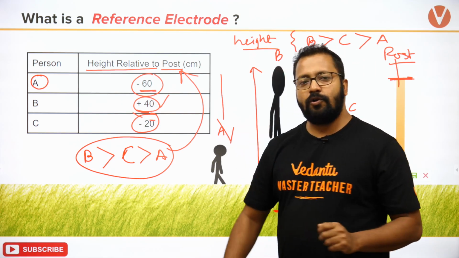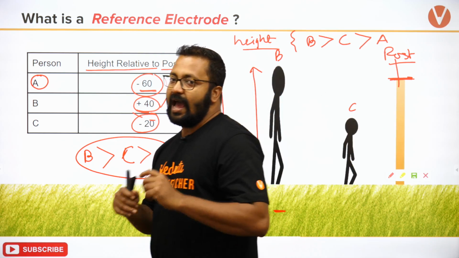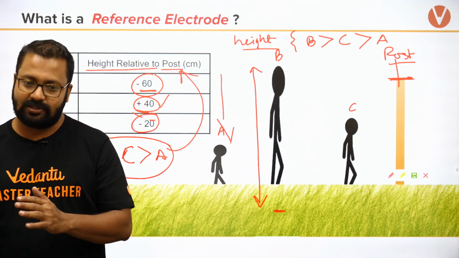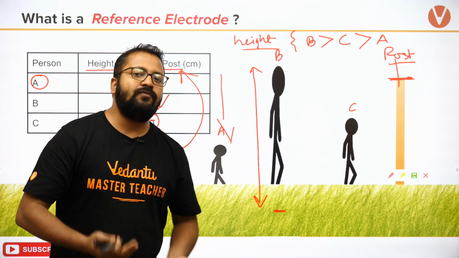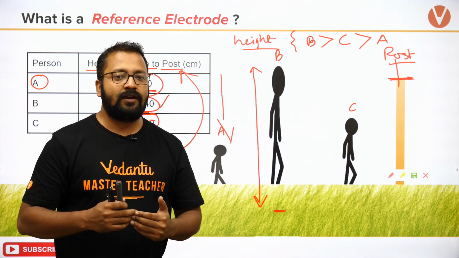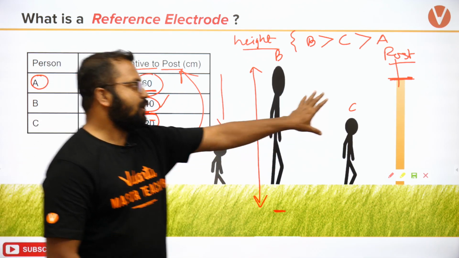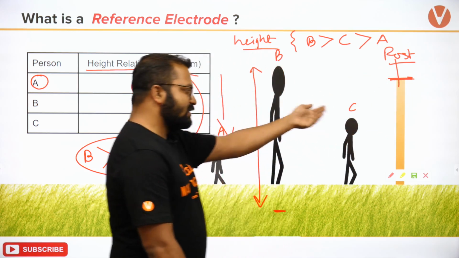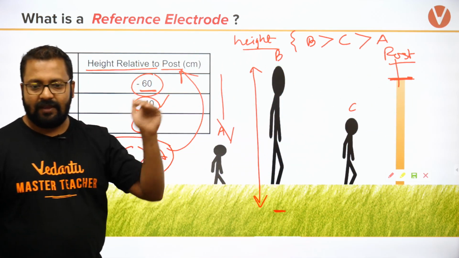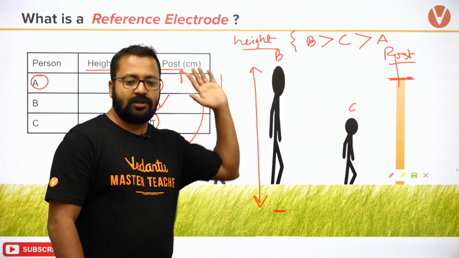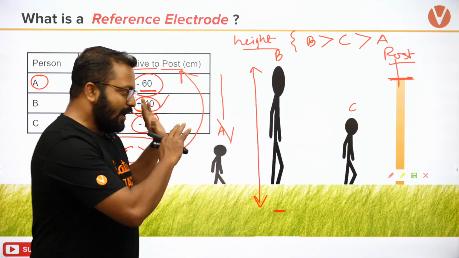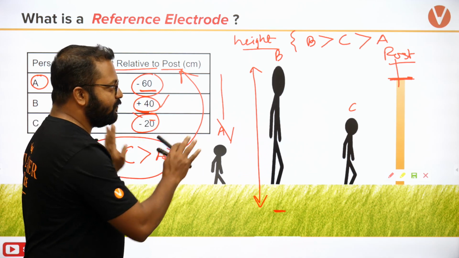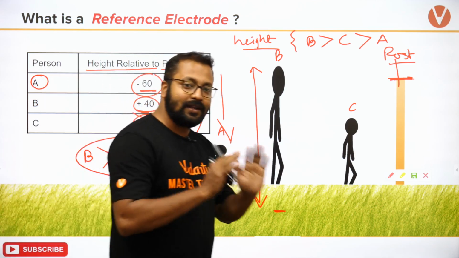If I am saying that the absolute value of electrode potentials cannot be measured, I should not be worried about that. What I should be doing, rather, is create a reference, and with respect to the reference I can measure everything. So I hope this is clear. This reference electrode concept, it is clear.